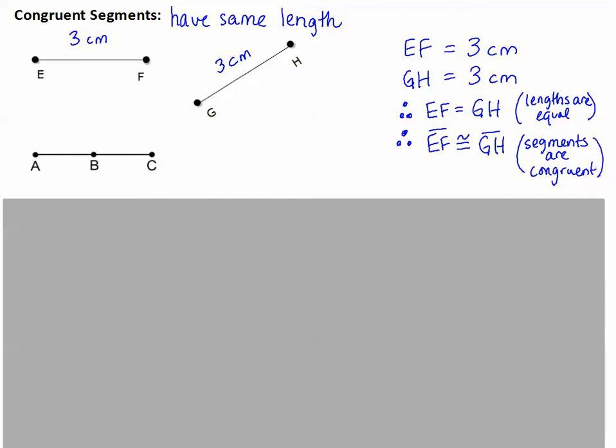The way to mark that the segments are congruent are with hash marks. We might put a hash mark through there and a similar hash mark through the other one. The same type of hash mark means that that segment is congruent to that segment.